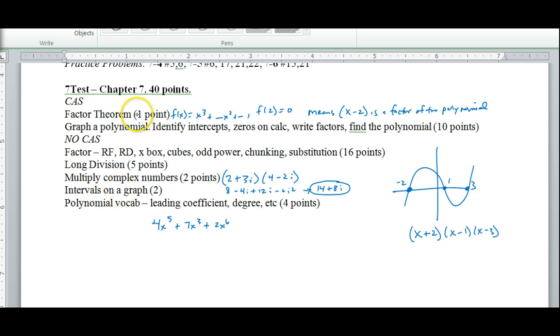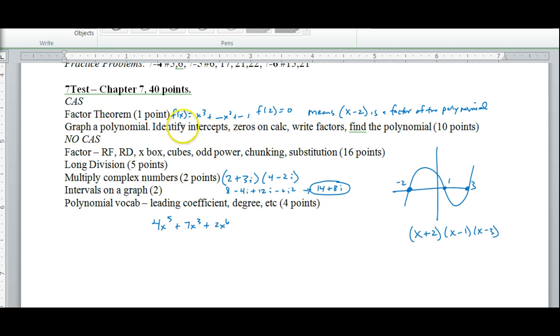For the factor theorem, notice that it's only 1 point, and the basic structure of that is that you're given a function which is some kind of polynomial, and then they're going to say that when you plug a number into that polynomial, you get the number 0. So that means that x minus, or x plus the opposite of that number, is going to be a factor of that polynomial. So for instance, if you had a polynomial called f of x, and they said that f of 2 was equal to 0, then x minus 2 is going to be a factor of whatever that polynomial would be. So that's what the factor theorem is all about.